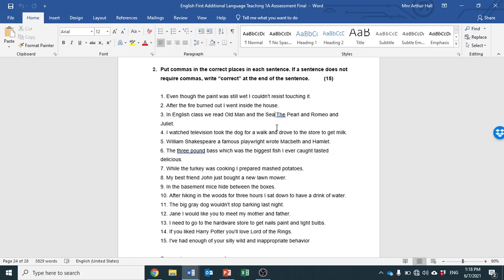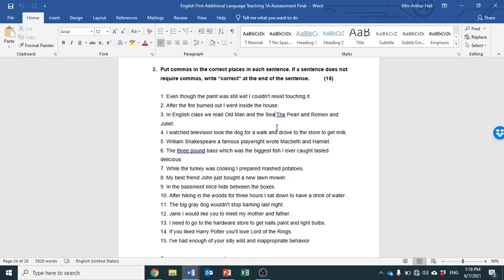I'm going to do one final one. I watched television, took the dog for a walk, and drove to the store to get milk. This is basically a list. Splitting the list. What did I do first? I watched television, comma, then I took the dog for a walk, comma, and then I drove to the store to get milk.